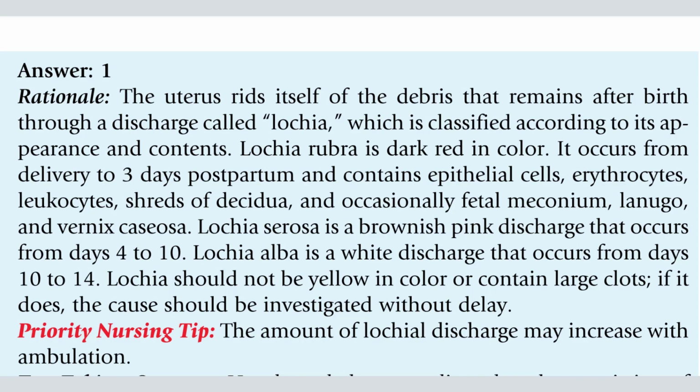Lochia serosa is a brownish-pink discharge that occurs from days 4 to 10. Lochia alba is a white discharge that occurs from days 10 to 14. Lochia should not be yellow in color or contain large clots. If it does, the cause should be investigated without delay.